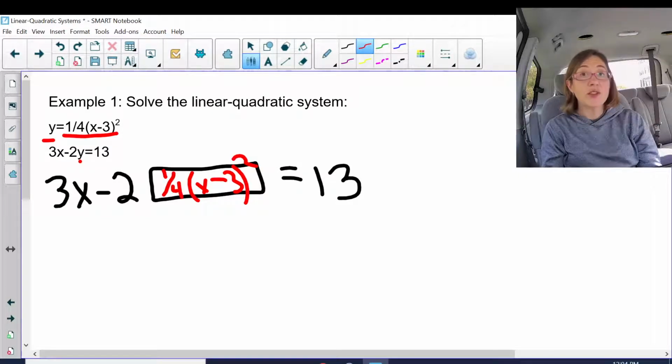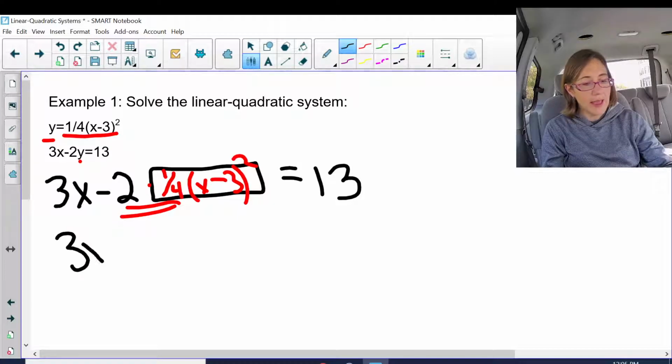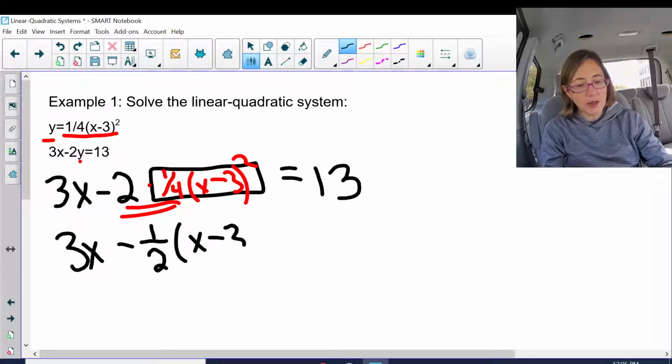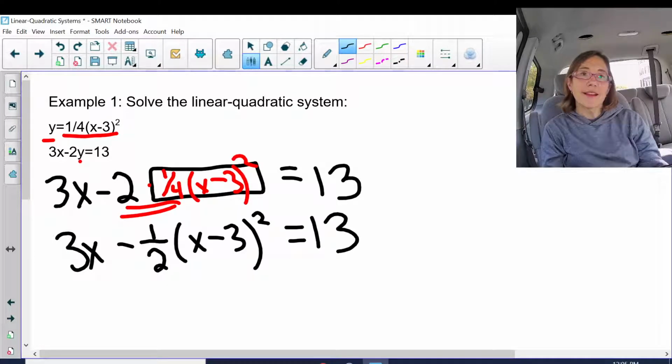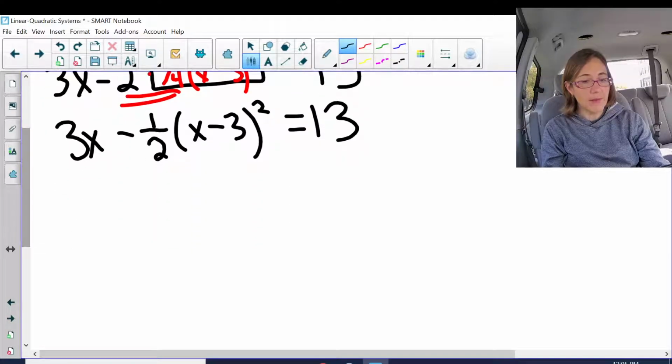So now this resulting equation is kind of a disaster right now. So we have some simplifying to do. First of all, I notice right here, I have 2 times a fourth. So if I take 2 times a fourth, I would get a half. So I'm going to simplify this down a little bit to 3x minus a half times this x minus 3 quantity squared equals 13. So that looks slightly better, not really a whole lot, but slightly better.